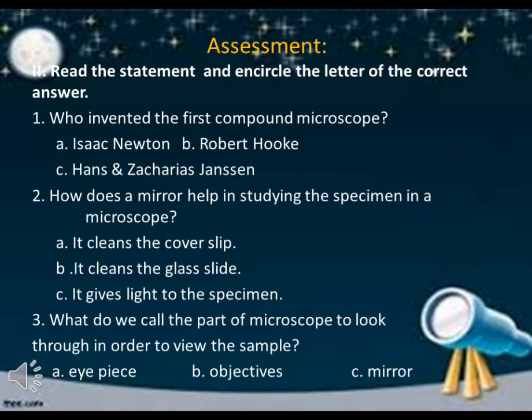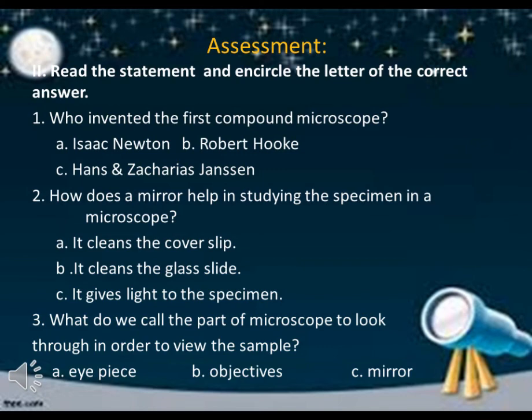1. Who invented the first compound microscope? A. Isaac Newton. B. Robert Hooke. C. Hans and Zacharias Janssen. Number 2. How does a mirror help in studying the specimen in a microscope? A. It cleans the cover slip. B. It cleans the glass slide. C. It gives light to the specimen.